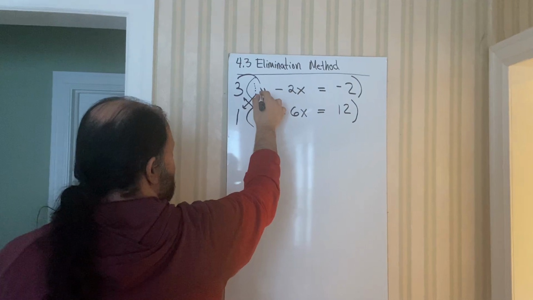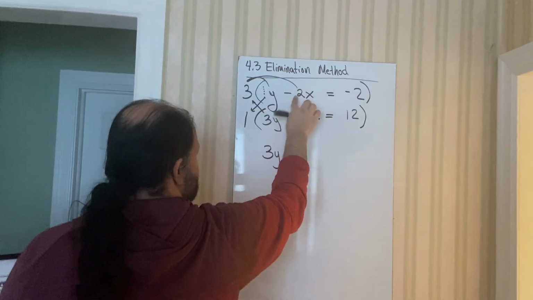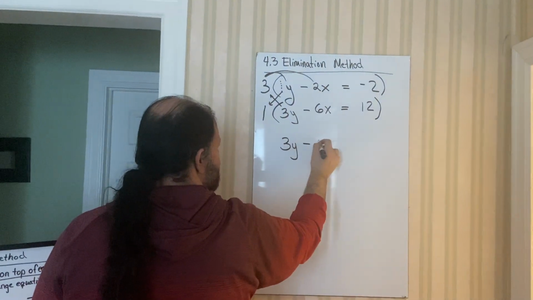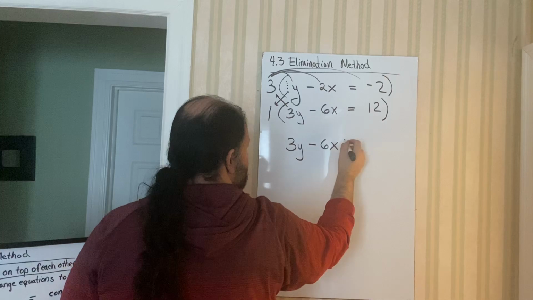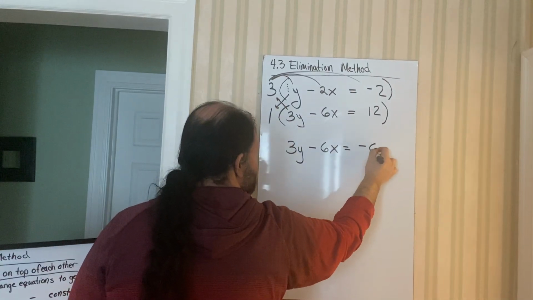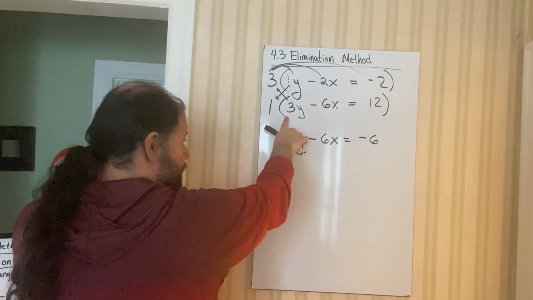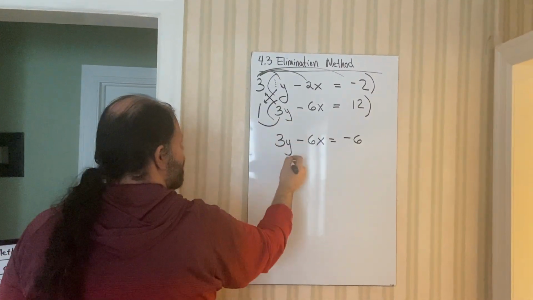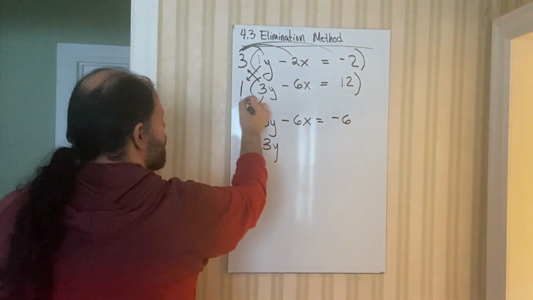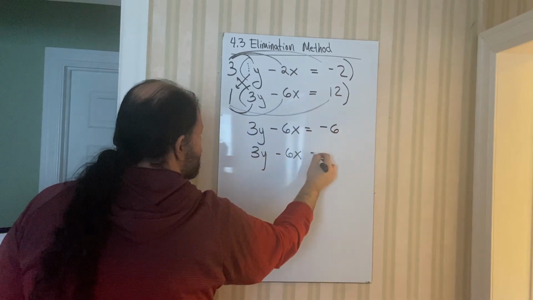So 3 times 1y is 3y. 3 times negative 2x is negative 6x. 3 times negative 2 is negative 6. We're going to do the same way to get rid of this set of parentheses. Remember how to get rid of parentheses, distributing? So 3y minus 6x equals 12.